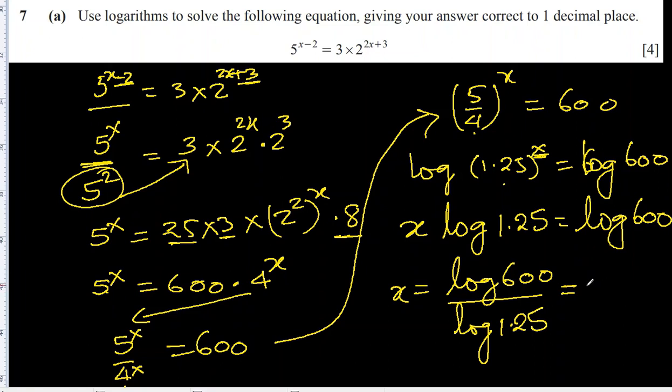It gives me an answer of 28.667, and we want three significant figures. It will be 28.7. Move on to the B part of the same.